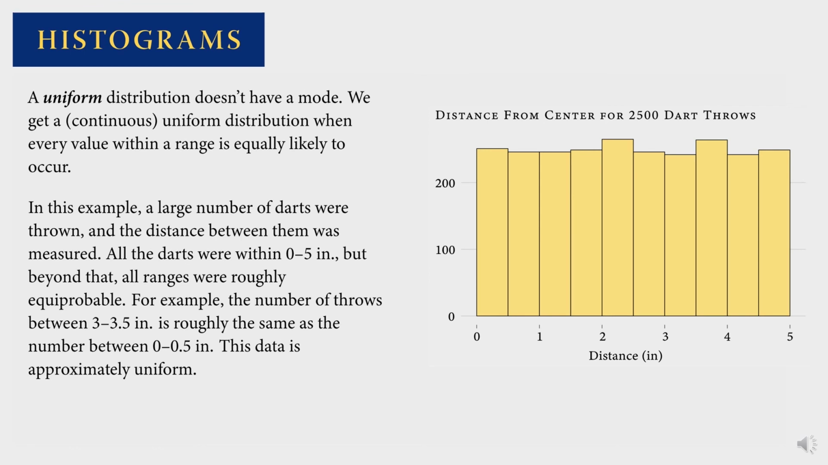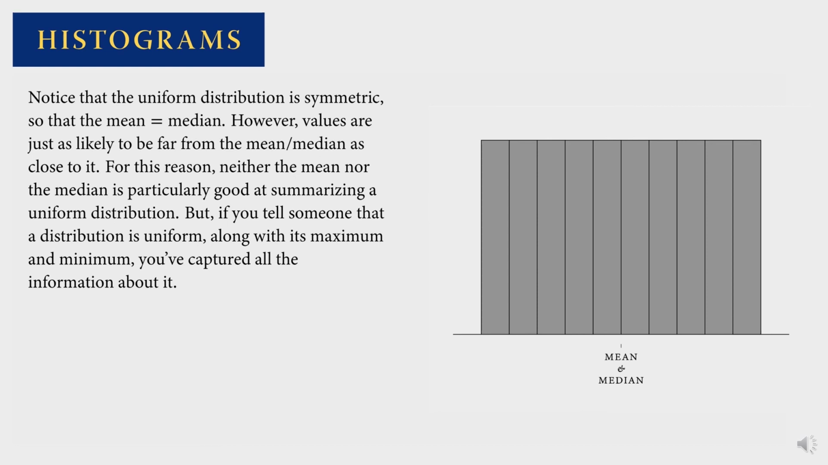Here's a distribution that's approximately uniform. Remember that real data likely won't be perfectly uniform, but a histogram like this would make us think that the data came from a uniform distribution. One interesting thing about the uniform distribution is that while it's symmetric so that the mean equals the median, neither the mean nor the median is particularly good at summarizing the data. This is because the values are just as likely to be far from the center as close to it, but we can actually summarize it pretty well with the minimum and the maximum.